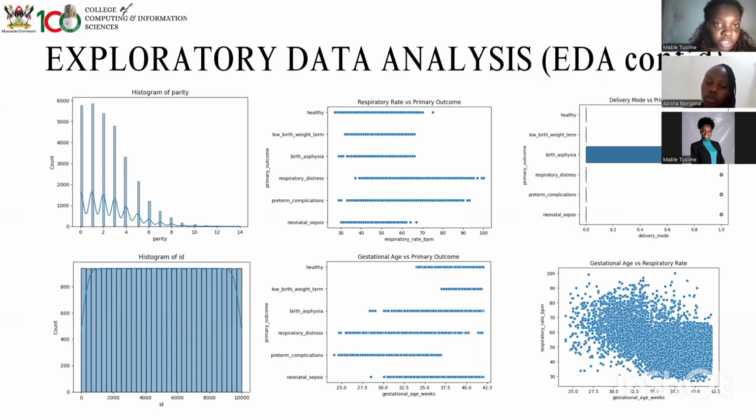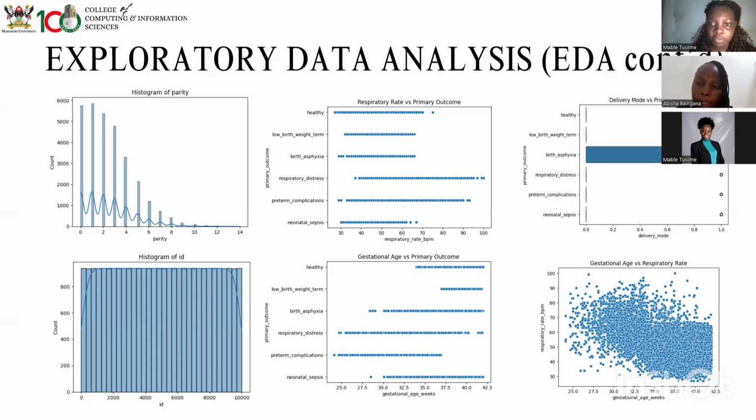And then we have parity, which is whether the child is a firstborn, a secondborn, things like that. And then histogram of ID, which is kind of unique for every record, so it's not really relevant. So the problem with most of this data is that most data we have is for healthy neonates, so it's kind of hard to classify. And then here we have a relationship between the respiratory rate and the primary outcome.